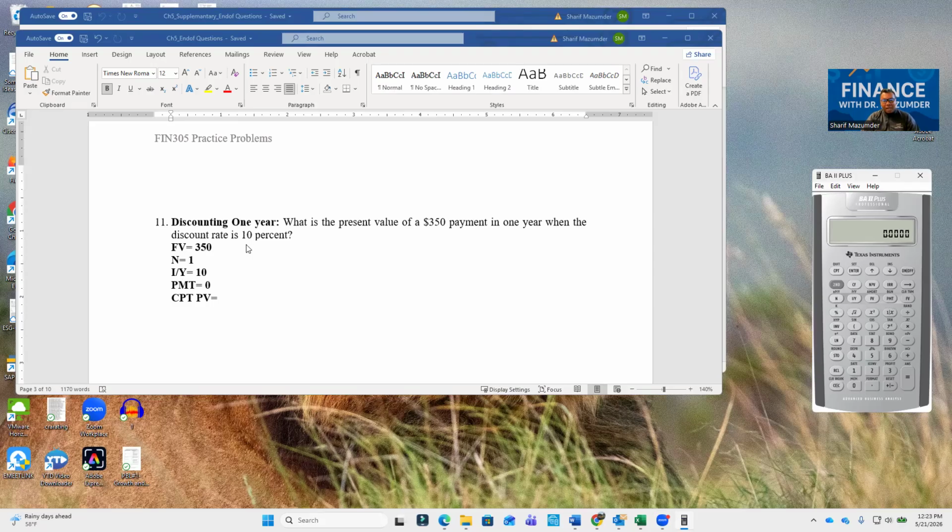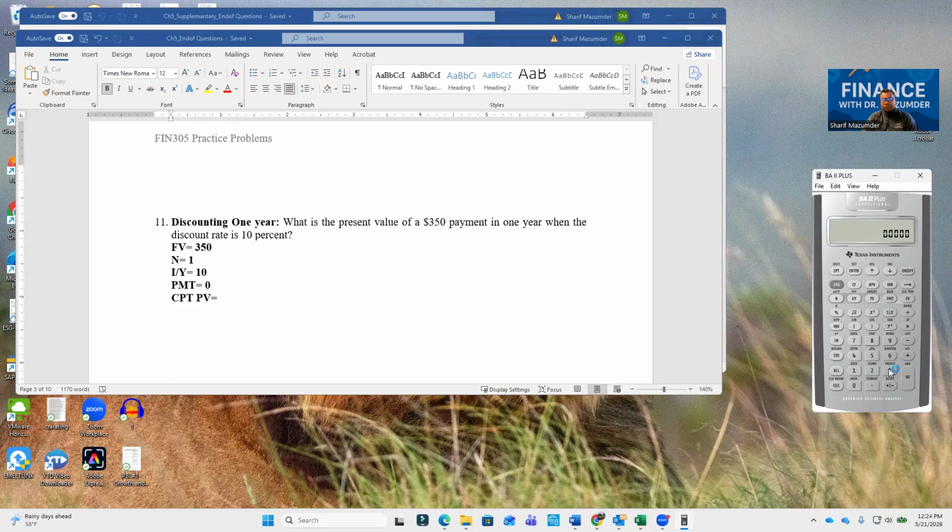Just for your information, in the calculator, you cannot put 10% as 0.10 because the calculator does not understand that. The calculator understands the numbers, so you need to put 10 for 10%. Payment: since there is no interim payment in between, it will be 0. And we are going to hit compute present value. It will give us the present value.